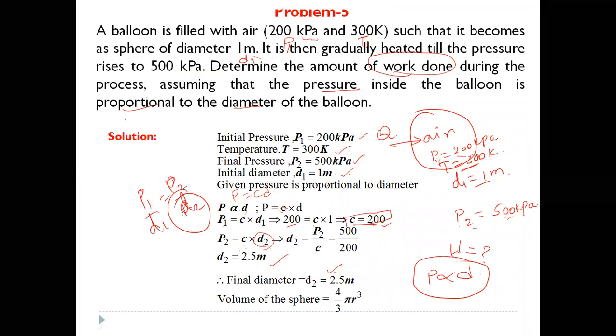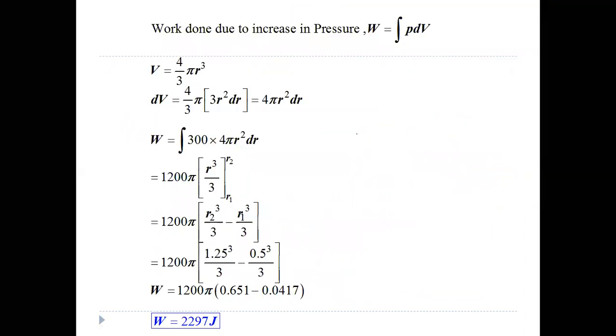Here no process is given. They did not specify whether it is a constant volume process, constant pressure process or isothermal process. If they had specified any type of process, we could directly apply the derived formula. So we will use the formula for work done, W is equal to integral PdV. This is the standard formula when no process is given.